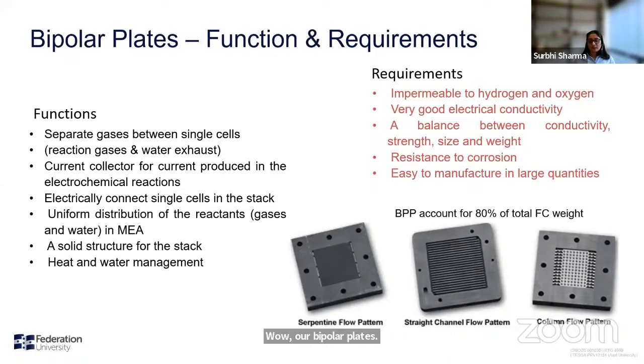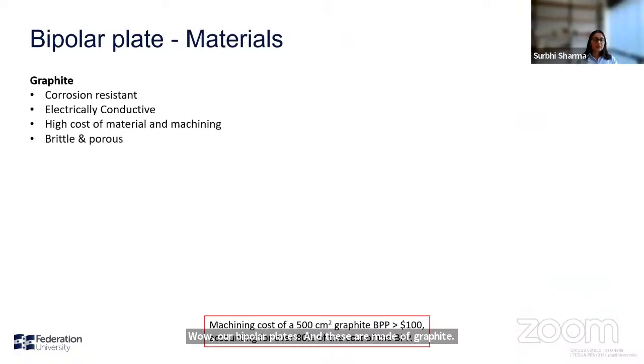And these are made of graphite. They're usually made from a variety of different materials, graphite being the most common and traditionally being used for this. It's corrosion resistant to quite an extent. It is electrically conductive. But it has the disadvantage of being brittle and porous, and it also has high cost.